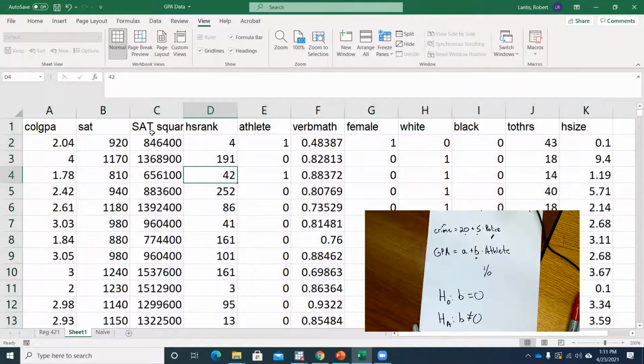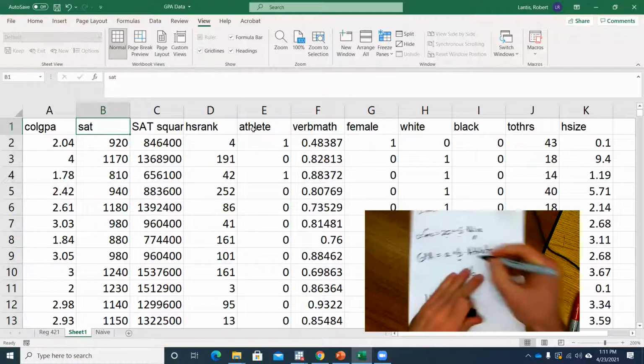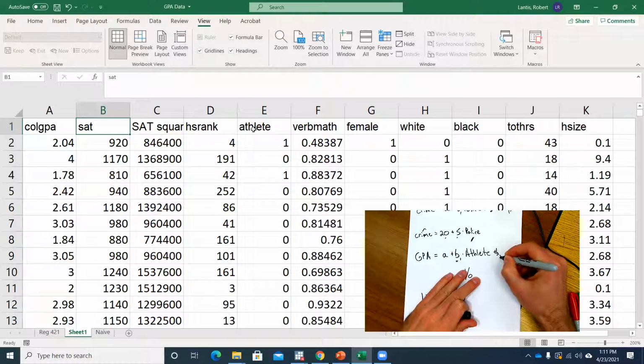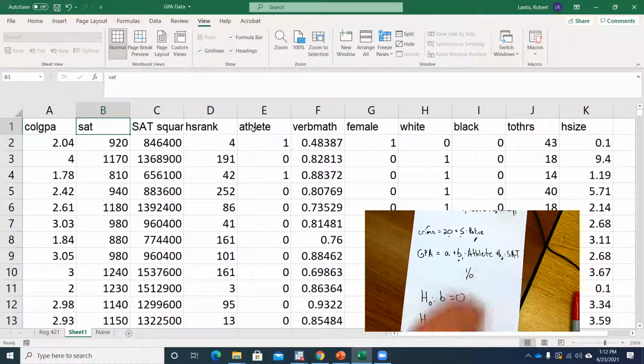And anytime you want to run, I think I might have mentioned this in the class, anytime you want to include multiple variables on the right-hand side, they need to be right next to each other. So I want to now include athlete, but I also want to include what their SAT score is. Okay.